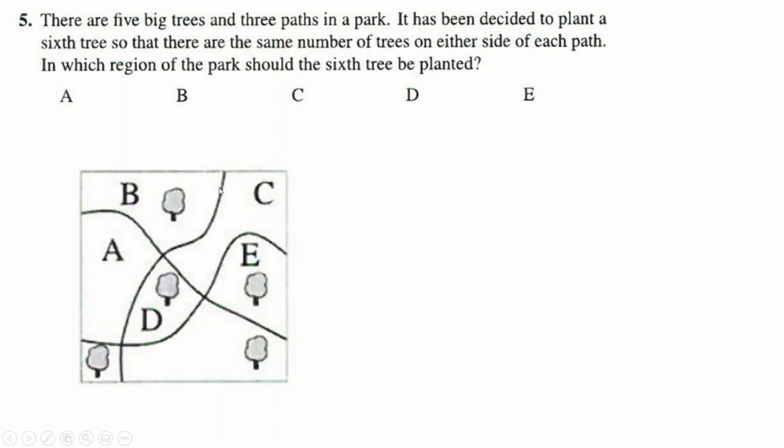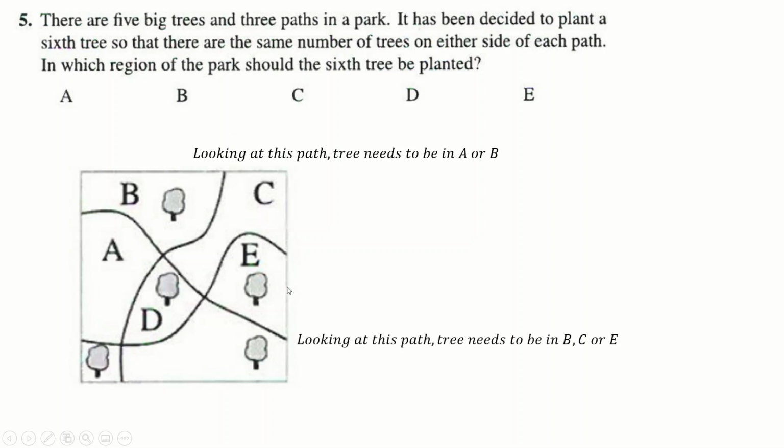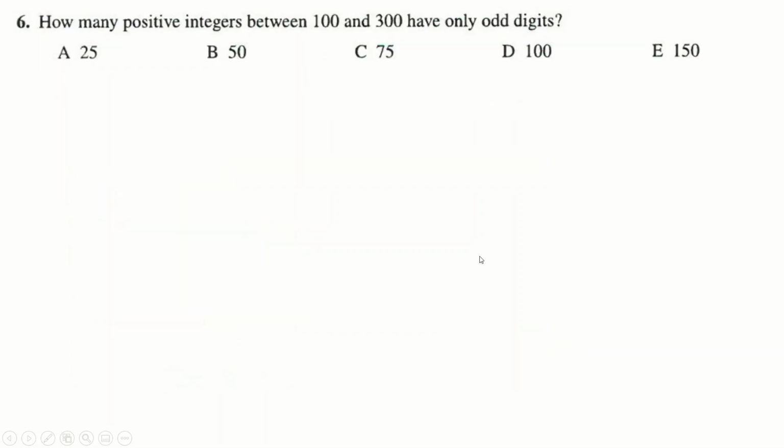Question 5, so we want these 3 paths here to have the same number of trees either side of them. So if we look at this north-south path here, it has 2 trees to its left currently and 3 to its right, which means that we need to plant another tree in either section A or B to balance that out. But if you also look at this east-west path here, that has 2 above it and 3 below, so the tree must be planted in B, C, or E to make that make sense. But of course, if it has to be here and it also has to be here, then that means it must be in B. And you can also verify that this path also works, because it's got 2 above it right now and 3 below it, so B would make that work fine.